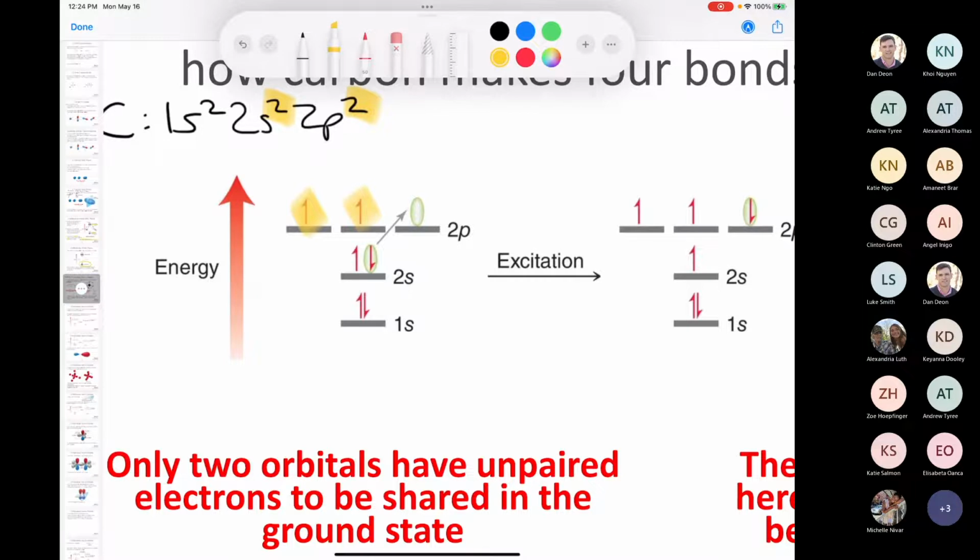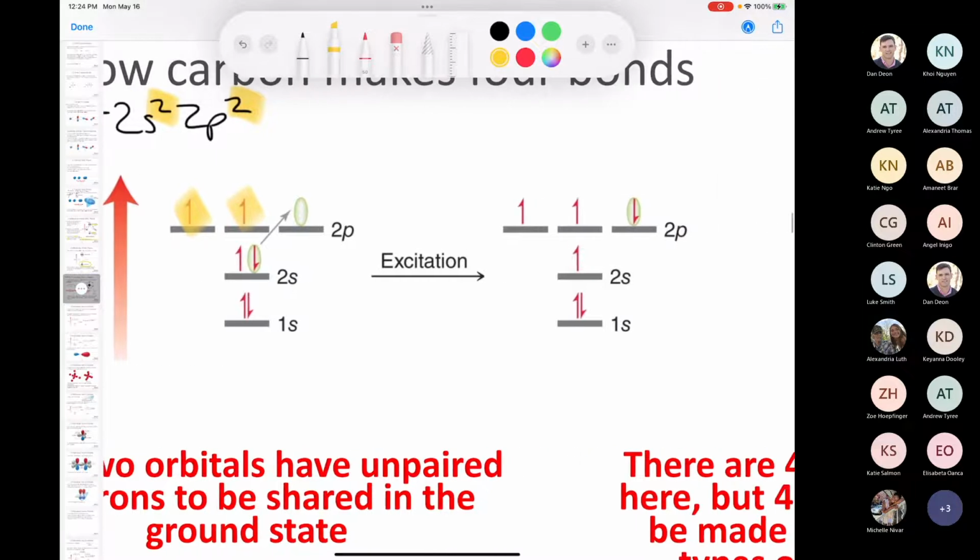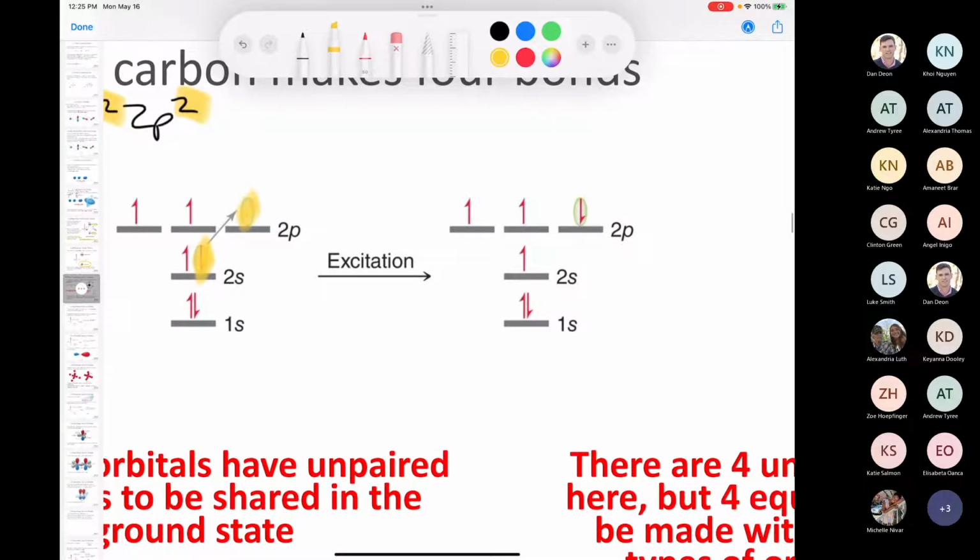Well, then how does it do that? The answer is, as is shown here on the slide. What happens is one of the electrons gets excited from the 2s to a 2p. And when it gets promoted into that 2p, now we have 1, 2, 3, 4 unpaired electrons. 4 unpaired electrons means that the carbon can make 4 bonds. Well, yes and no, because we do have 4 unpaired electrons here. However, they are not degenerate. They are not all equal energy.